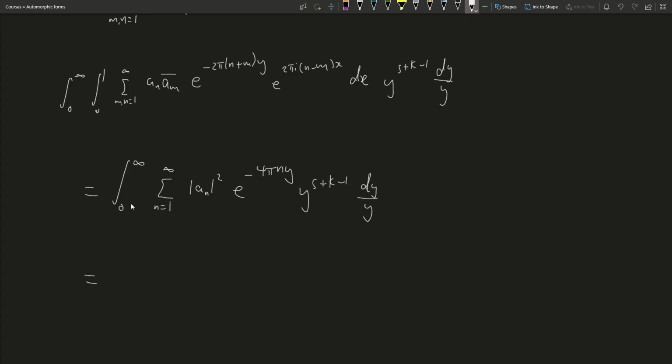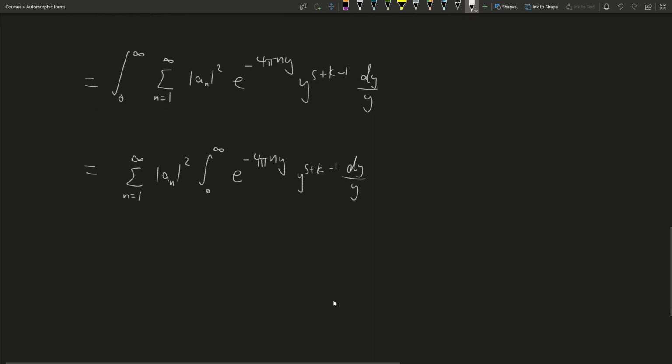Here the way forward is to swap the order of integration and summation. So it gives you the sum n from 1 to infinity of the absolute value squared of a_n times this integral from 0 to infinity of e to the minus 4 pi n y, y to the s plus k minus 1 dy over y. And now for each term in the sum, we're going to make a change of variables. We want the thing in the exponent to be just a single variable.